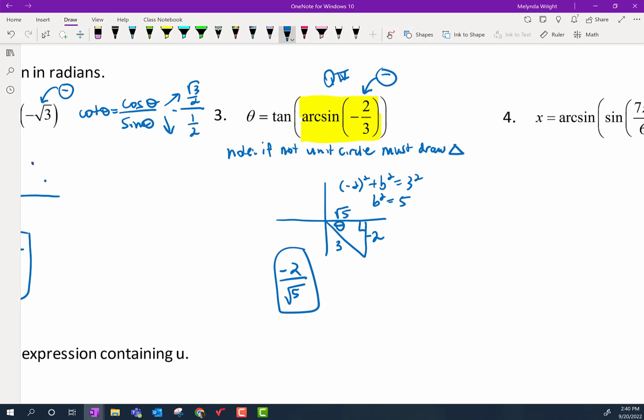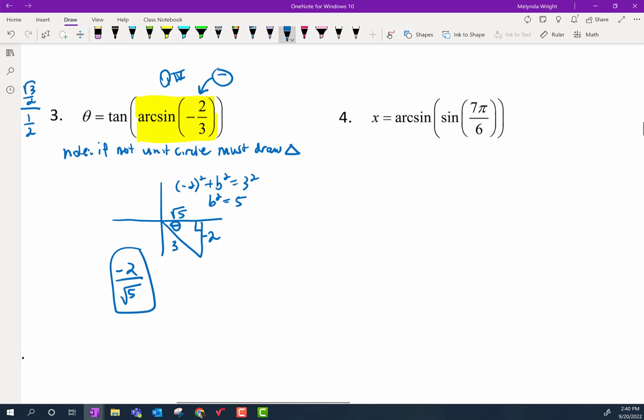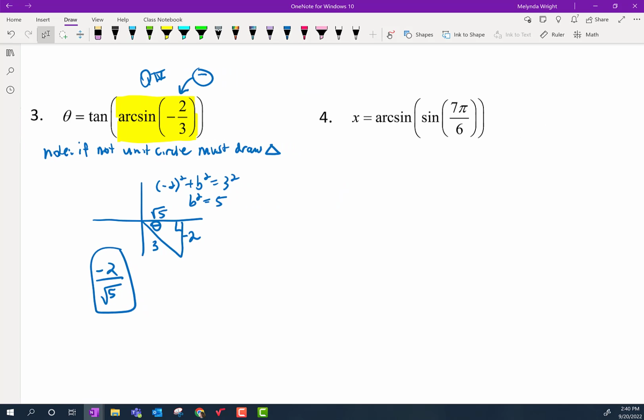Okay. Number 4, similar. It's a little different. Notice how on number 3, the inverse function was on the inside of the parentheses. On number 4, the inverse function is on the outside of the parentheses. It doesn't matter. We're still going to work on the inside first. So, here we go. I'm going to highlight the inside. That's what we want to focus on.